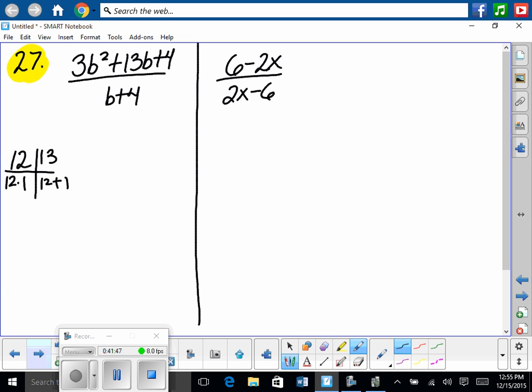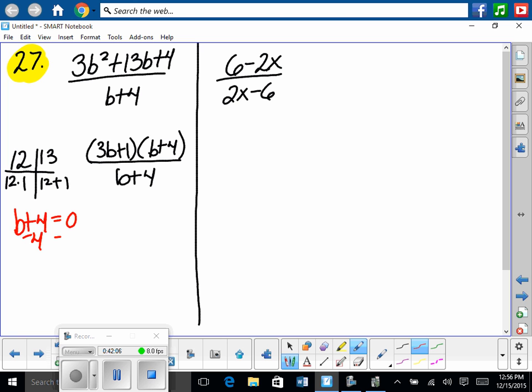Now you would do this without just copying what I'm putting. The top factors to become 3b plus 1 times b plus 4, and on bottom we have b plus 4. Before you divide anything out, you have to restrict your domain. So we would set anything in the bottom with a variable equal to 0 and solve. So b cannot equal negative 4. This is our restriction. We can now divide. Those two things are exact factors. They divide out, so we have 3b plus 1 as long as b does not equal negative 4.